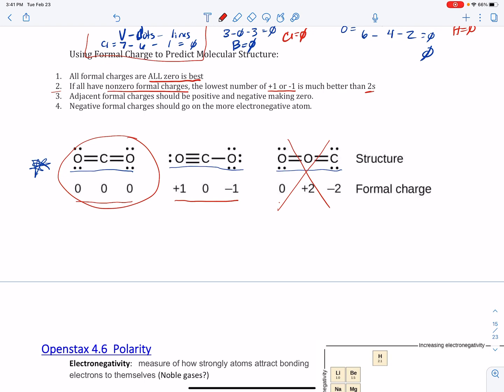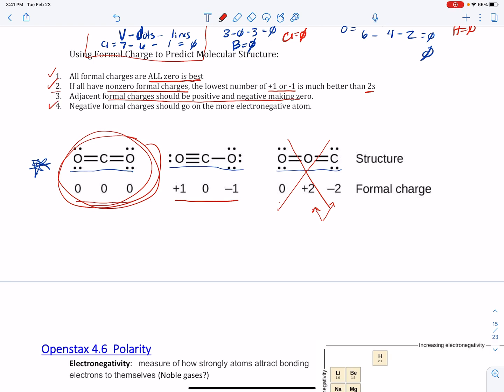Third, if this is the same and this is the same, then adjacent formal charges should be positive and negative, making a 0. So I don't have an example here that really shows this, but it means, again, we've already picked this as the best structure, but it likes it when a positive and a negative charge are beside each other.